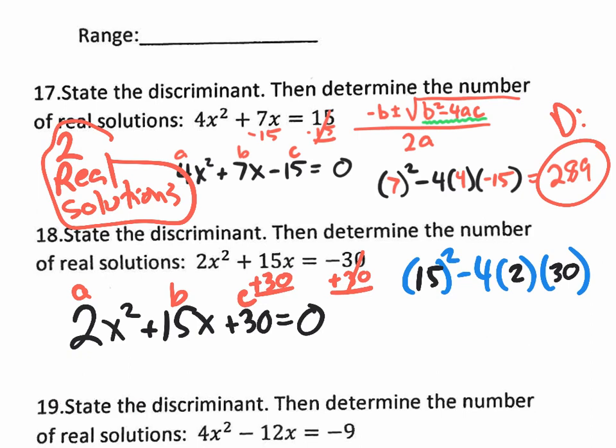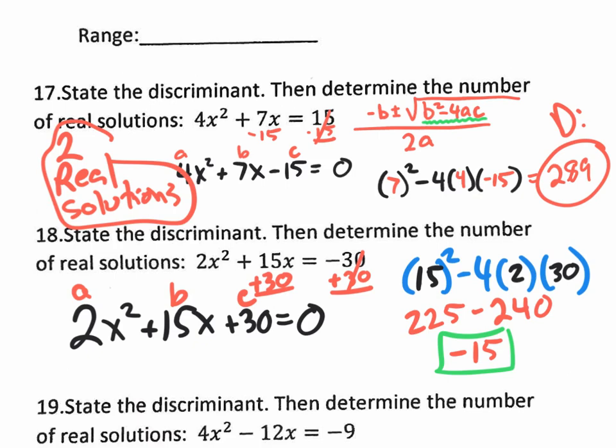Again, calculator time would be good. Could somebody do this for me? 15 squared minus 4 times 2 times 30. Let me try this. I think it's 225 minus 8 minus 240. Minus 240. That's going to be a negative 15, I believe. So your discriminant value is negative 15.